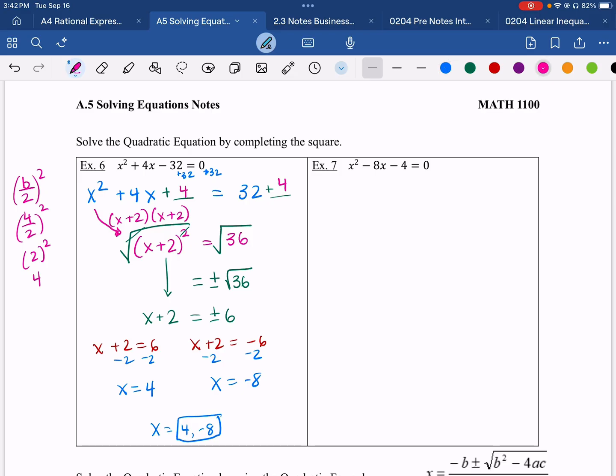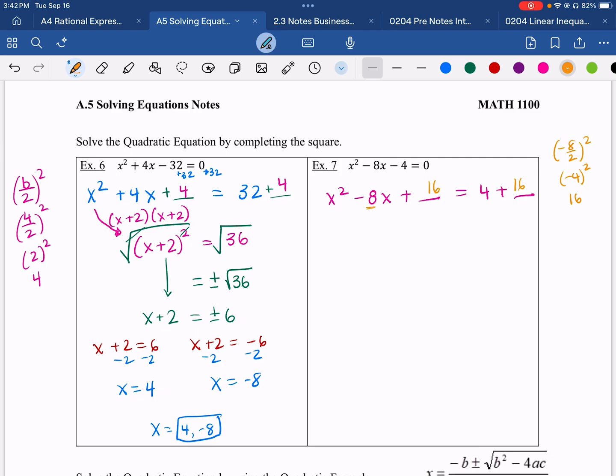Let's try it again. Move your constant over. X squared minus 8x plus blank equals, add the 4 over, 4 plus blank. You have to complete the square. So we're completing it with the negative 8. Negative 8 divided by 2, square it. That's negative 4, square it. Negative 4 squared is 16. We're adding positive 16 to both sides.